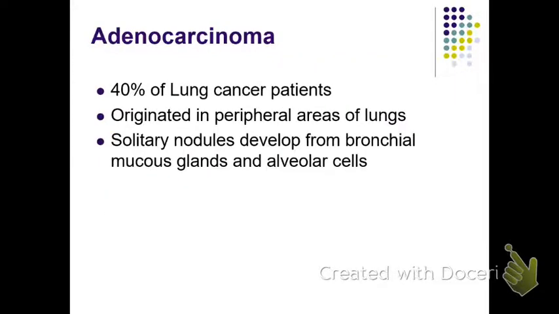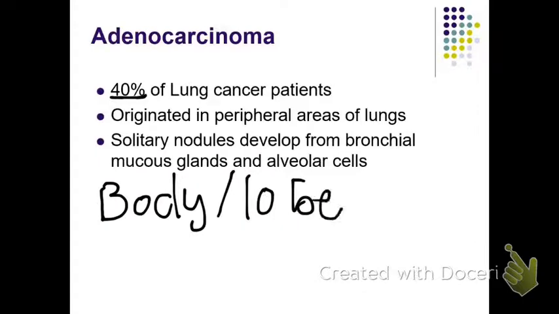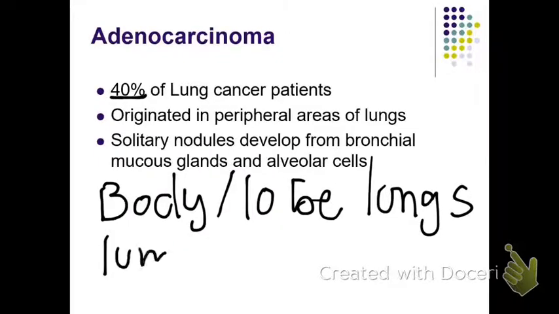Next, we have adenocarcinoma, which makes up the largest number of lung cancer patients, about 40%. It originates in the peripheral areas of the lung, so you're going to think of the body or the lobe area of the lungs. Solitary nodules, or lumps, will develop from the bronchial mucus glands, which will then descend into the alveolar cells.